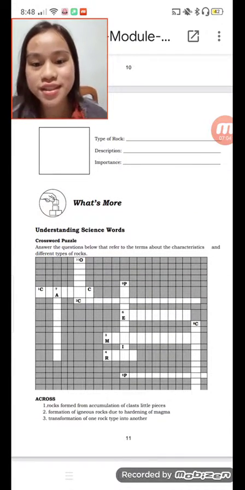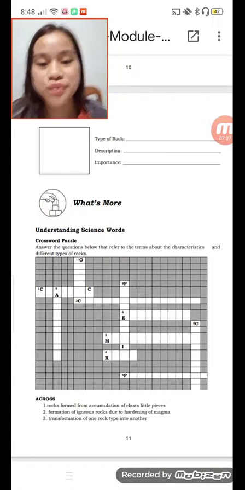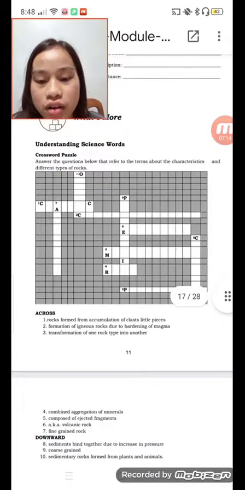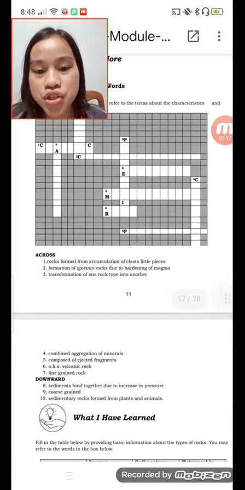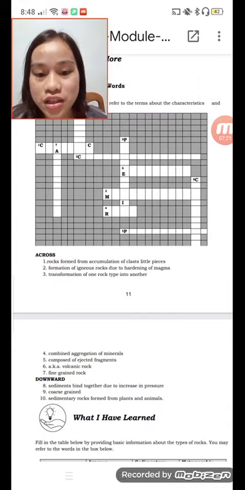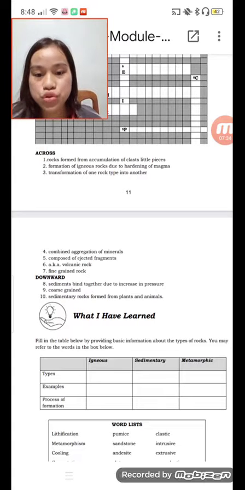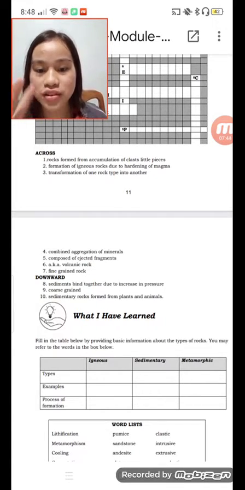Then to check your understanding, answer the science word puzzle below that refers to terms about the characteristics and different types of rocks. 1. Rocks formed from accumulation of clastic pieces. 2. Formation of igneous rocks due to hardening of magma. 3. Transformation of one rock type into another. 4. Combined aggregation of minerals. 5. Composed of ejected fragments. 6. Extrusive volcanic rock. 7. Fine-grained rock. 8. Sediments bind together due to increase in pressure. 9. Coarse-grained. 10. Sedimentary rocks formed from plants and animals.